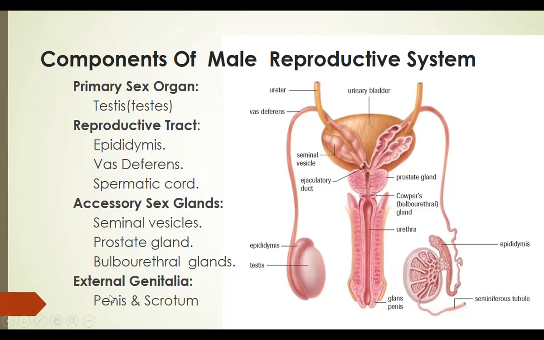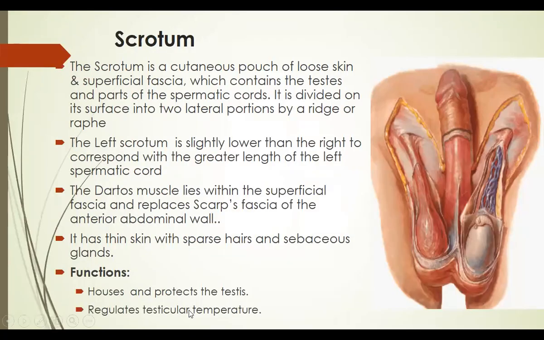Then coming to the external genitalia, which consists of the penis as well as the scrotum. Coming to the scrotum, so this is the muscular bag. It is a cutaneous pouch of loose skin and superficial fascia. So it is a cutaneous bag, and it is loose skin around it. Superficial fascia will be there. Within that, there is also a muscular layer.